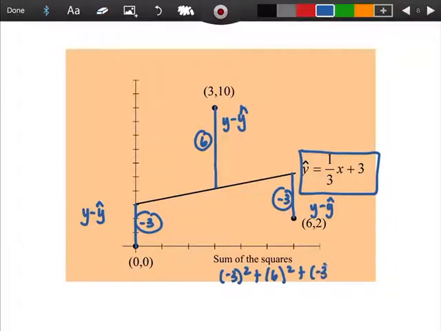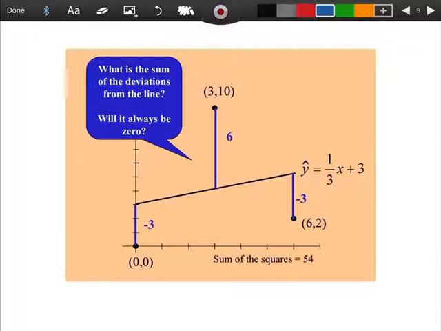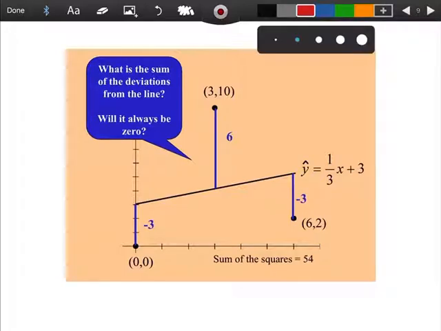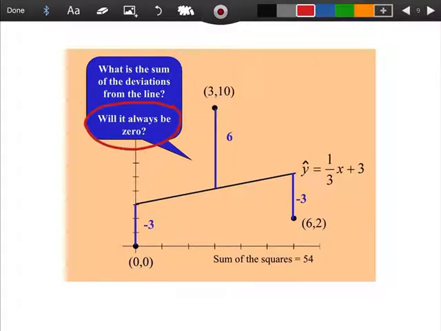If I square the residuals and add them up, I would get a sum of my squared residuals of 54. Well, that's obviously a lot smaller than the other line we looked at, so this is a better fit line. Now, how will I be able to determine if it truly is the line of best fit?